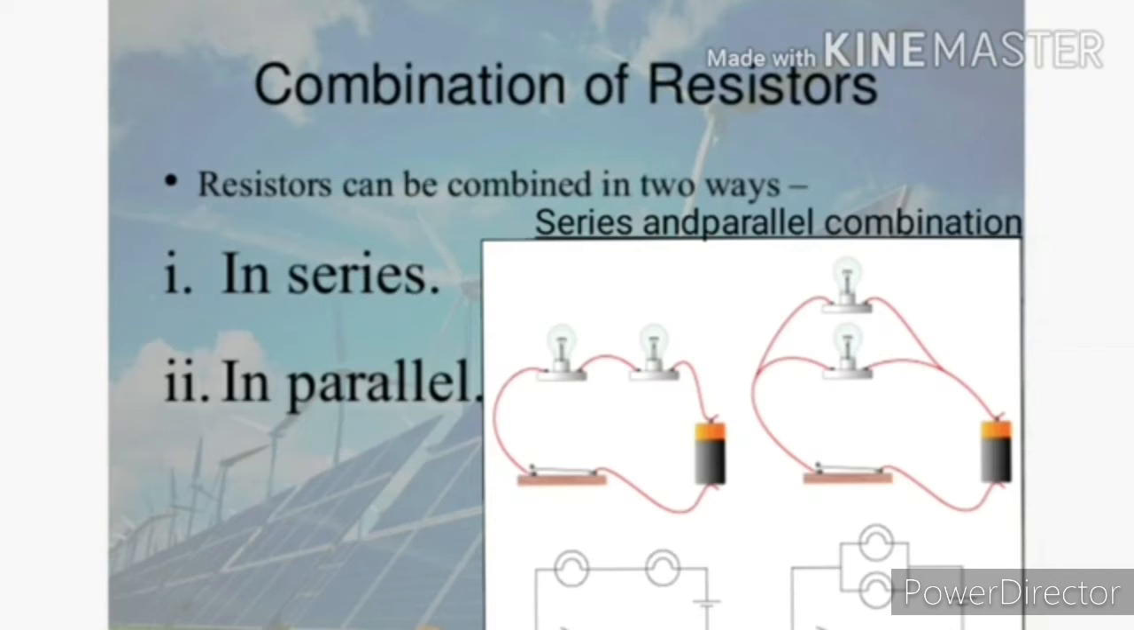So how are the resistors combined? What are the various ways of combination of resistors? Resistors can be combined in two ways. First is series and second is parallel. This is the diagram showing the series and the parallel combination. So we will discuss these two types of combination one by one.